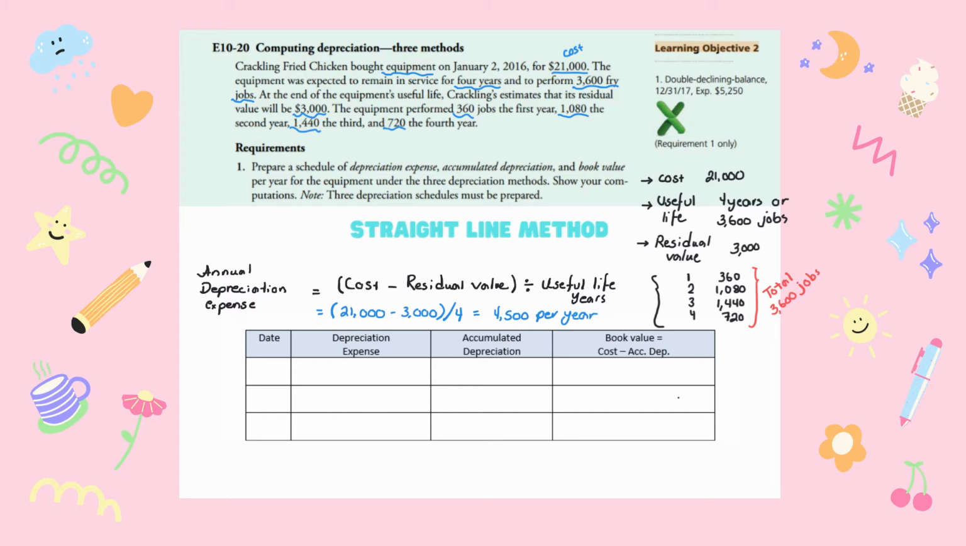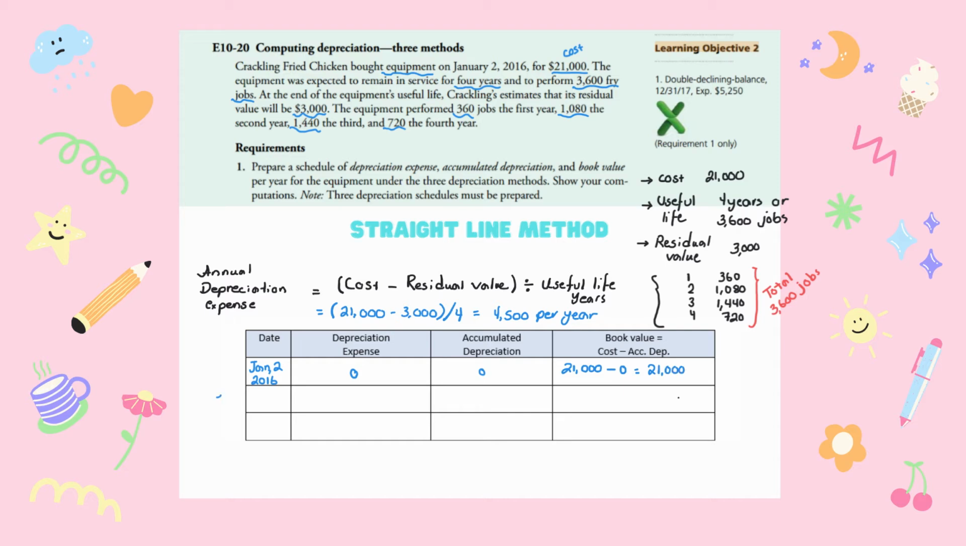Now the dates. So we start with the date of acquisition, which is January 2nd, 2016. I just bought this equipment, so there is no depreciation and no accumulated, because the adjusting entry is depreciation expense on the debit to accumulated depreciation on the credit side. Now the book value, cost less accumulated depreciation. The cost is 21,000. The accumulated is 0, so the book value will be 21,000.